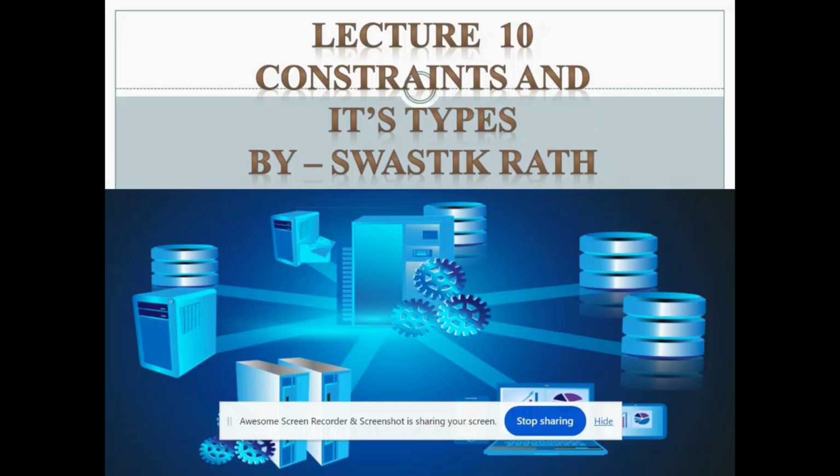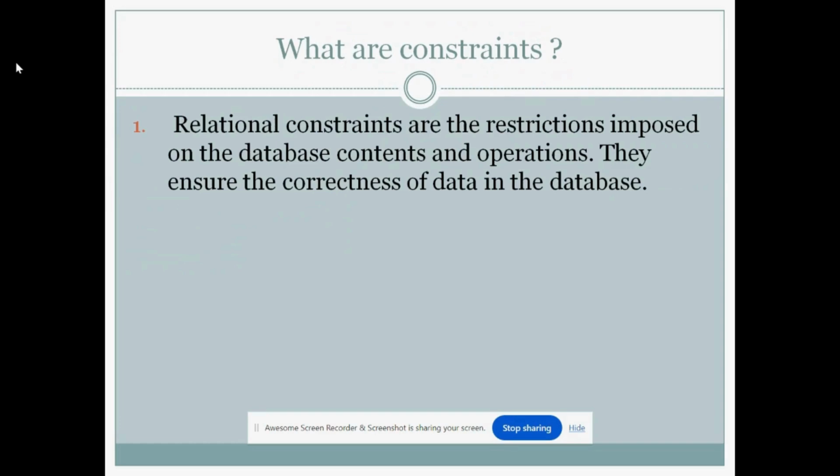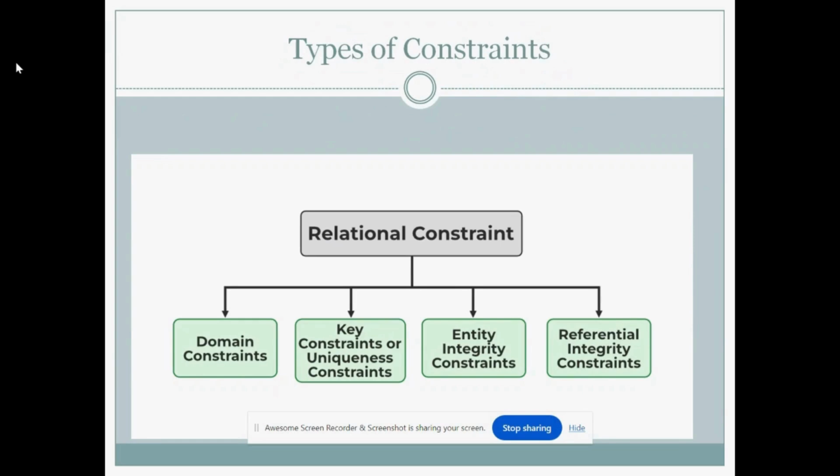Today in this lecture 10, I am going to tell you about the constraints and its types of the DBMS course. Now coming to today's agenda, in today's class you are going to know about the constraints and its types. Now coming to the first one, that is what are constraints. Relational constraints are the restrictions imposed on the database contents and operations. They ensure the correctness of data in the database.